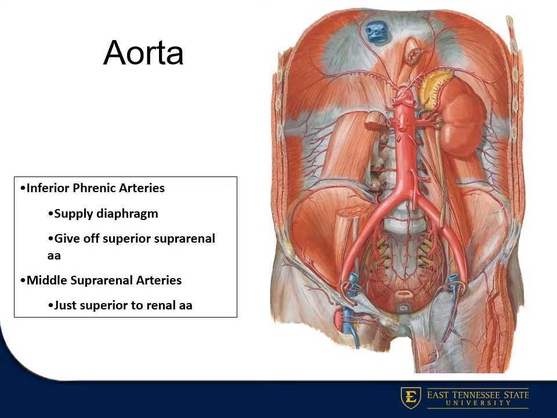But the first thing coming off just below the diaphragm is the inferior phrenic arteries, and these supply the diaphragm, and again, as you already heard, give rise to the superior adrenal arteries. And the aorta also gives off the middle adrenal arteries, which is just above the level of the renal arteries.